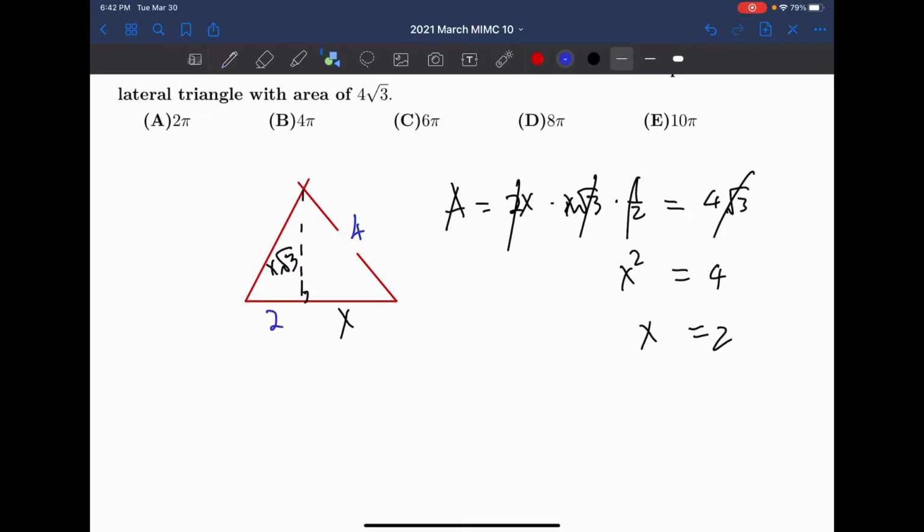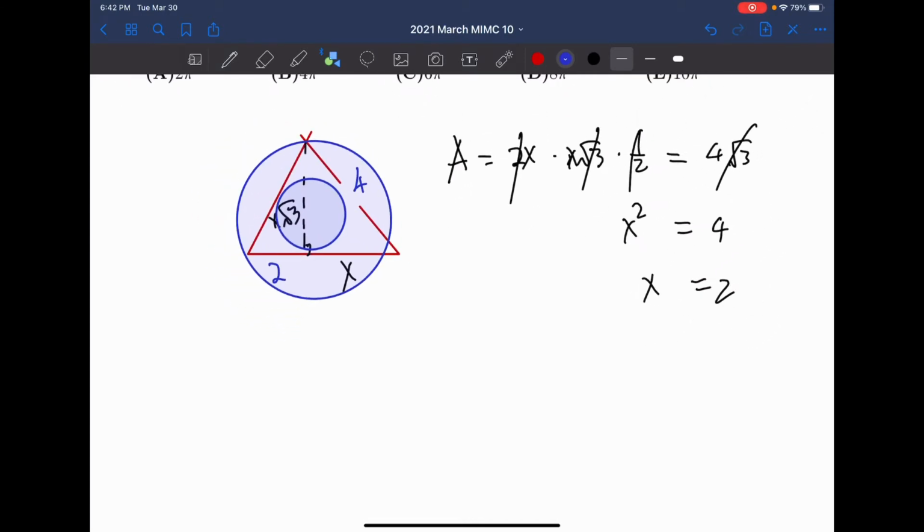Now, let's draw an incircle and a circumcircle. Cannot draw it very well on a device, but you get the idea. We know that our center would be on the centroid, and the centroid would divide the equilateral triangle's height into 2 and 1, not necessarily any triangle's height. But if you don't know about that, we can prove it.